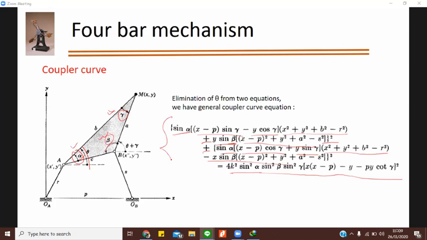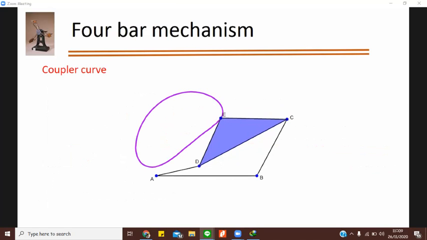So here you will see that there is no term of theta. All things are defined now in the known values of alpha, beta, and gamma. So if you replace it with the known values, when you solve this equation, you will get the curve for your coupler curve, basically, right? So like this, you will be able to find the equation.